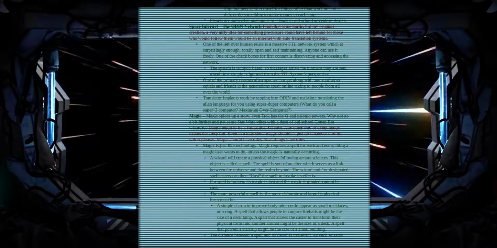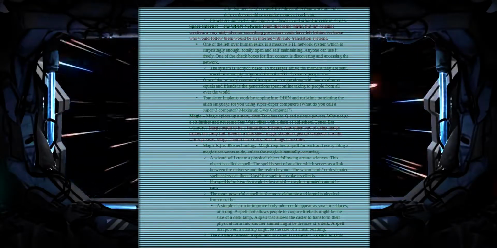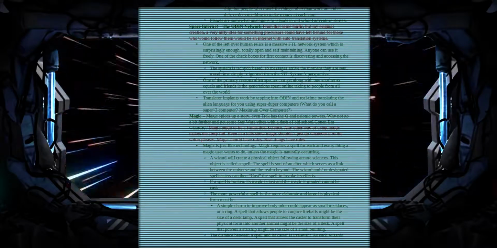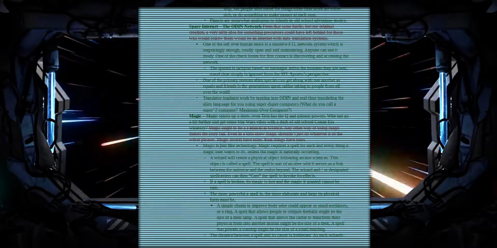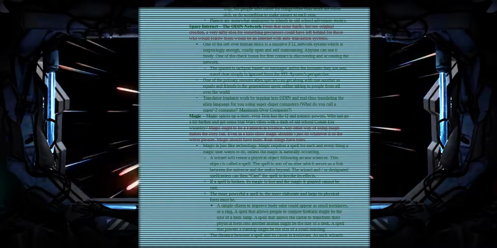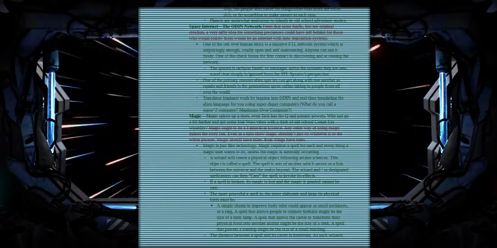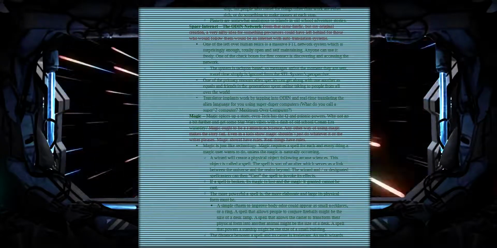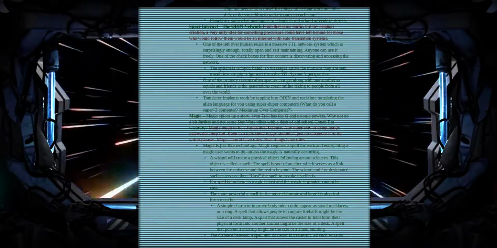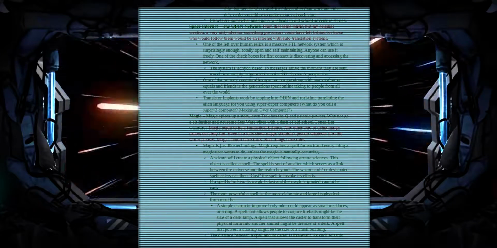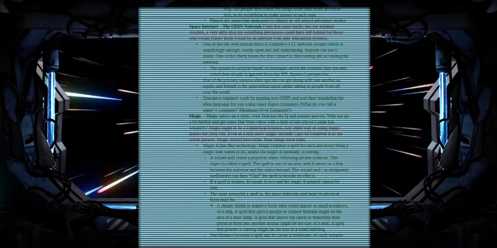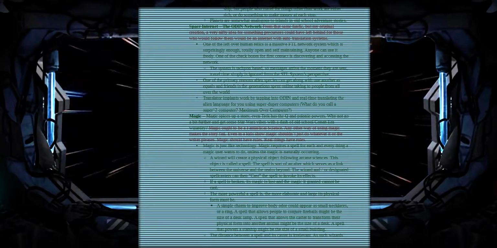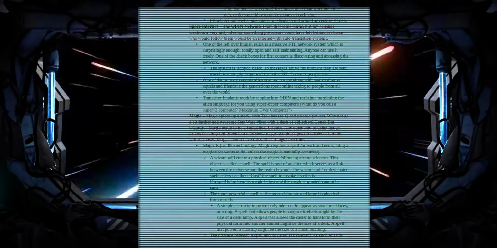Now, our next thing to make this a cool science fantasy universe: there's a space internet, the Odin Network. I ripped that from the same fanfic. It's also my original creation. I personally find it a very nifty idea for something precursors could have left behind for people who would follow them. Just the internet with auto-translation systems. So one of the leftover human relics is a massive FTL network system, which is surprisingly enough totally open and self-maintaining. Anyone can use it.